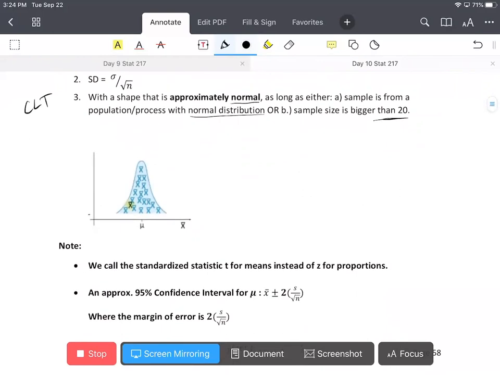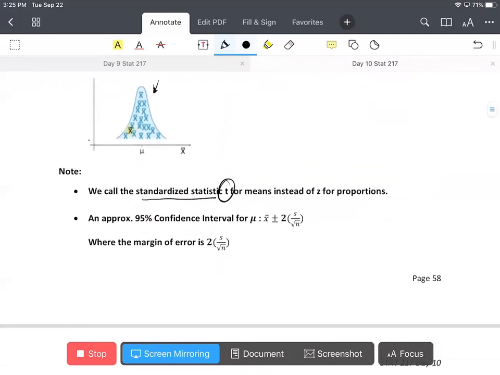So we have that, and we have all of our X bars in there. And remember that 95% of them are going to be within 2 standard deviations. You know how we've always been calling this standardized statistic Z? This actually is a little different than the normal distribution. This is called the t-distribution. In this class, we're not going to do much with it, but when we calculate standardized statistics from now on, we're going to use t instead of z, which we use for proportions.